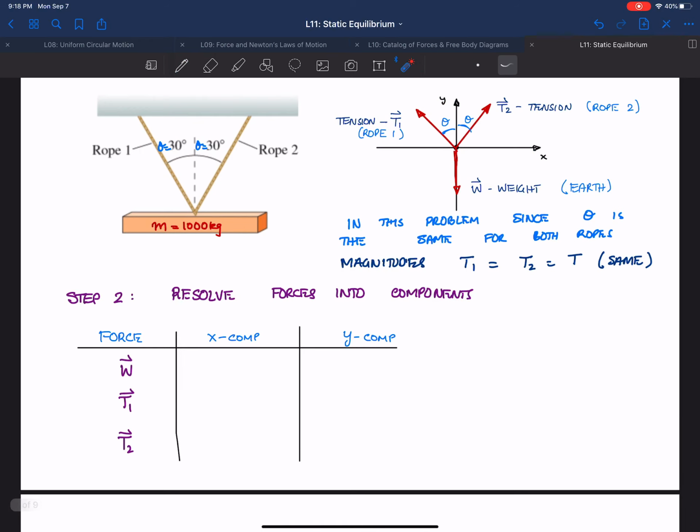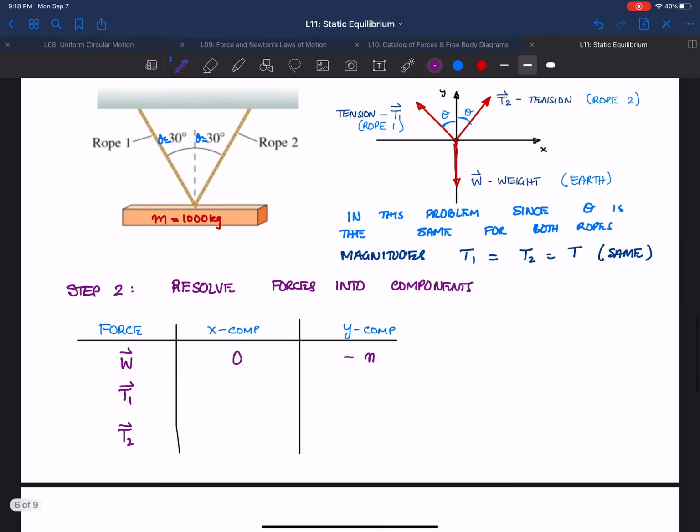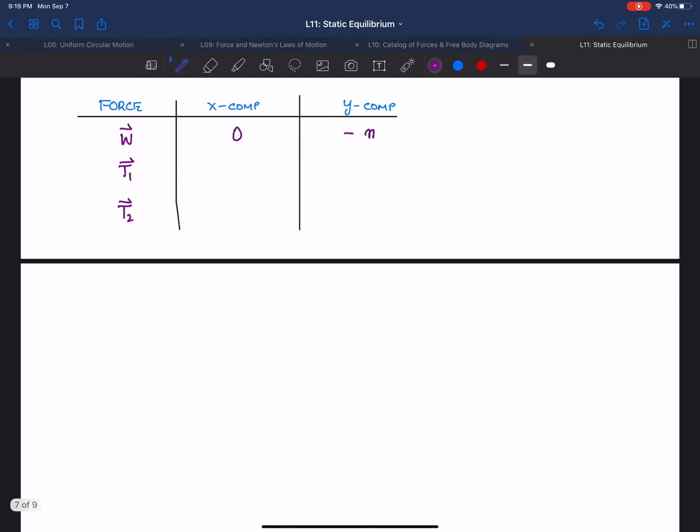Notice the weight is acting in the vertically downward direction, or along the negative y axis. So it has only a y component, so the x component is 0. And here I'm going to write minus, let's read the problem carefully. It's got a mass of 1,000 kilograms, so it's minus m times g. That's the weight. The negative sign, why? Because it's in the negative y, the downward direction.